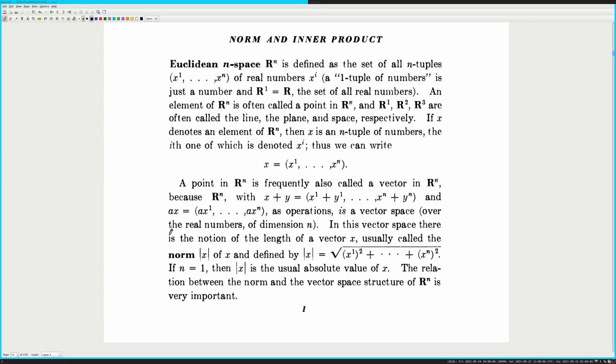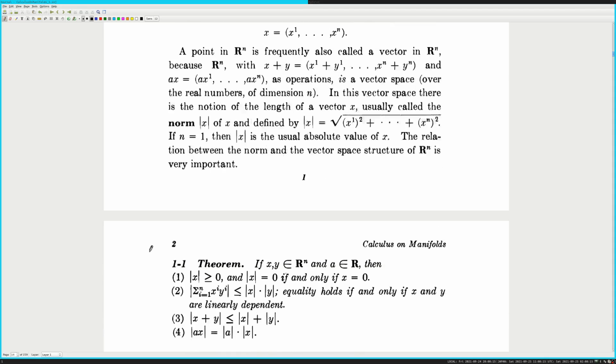If n is equal to 1, then abs x is the usual absolute value of x. The relation between the norm and the vector space structure of Rn is very important.